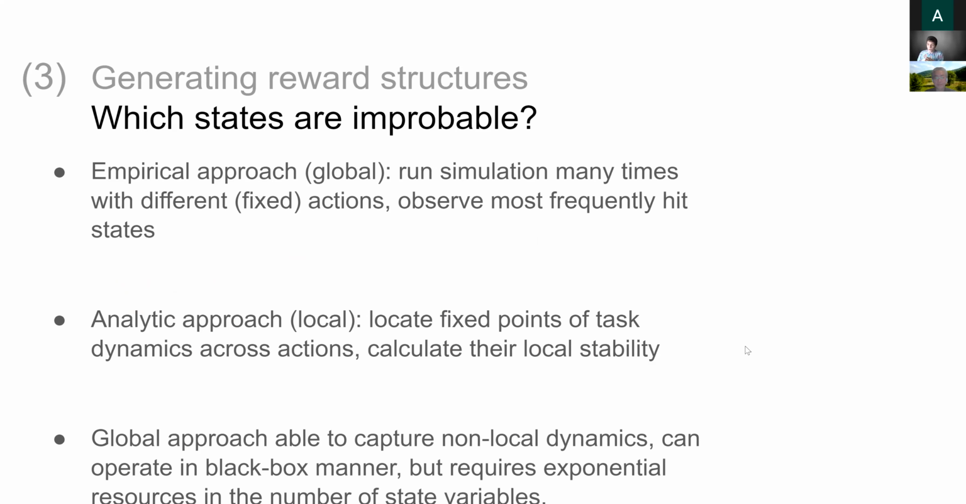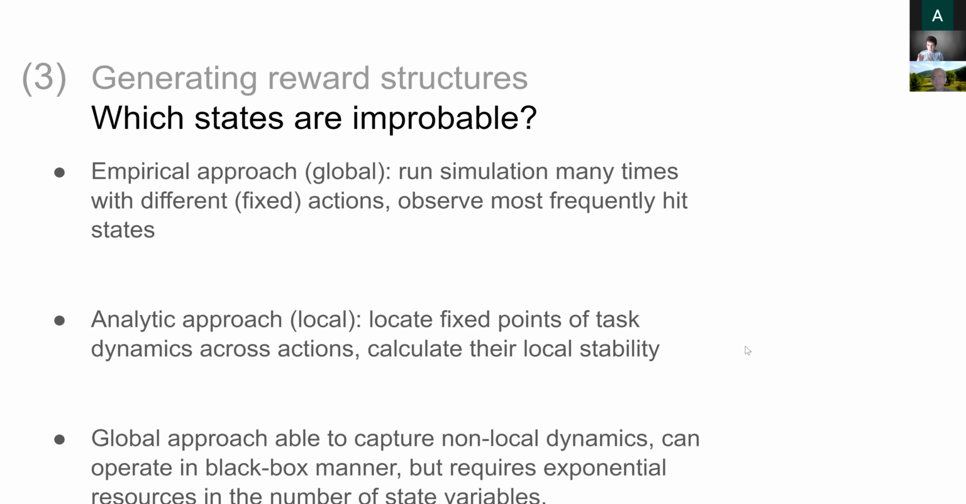I'm going to take two approaches. First, we have the empirical approach, which is a global approach. We run the simulation many times with different initial conditions and different fixed actions and observe the most frequently hit states to understand which states are probable. We also have a local approach, the analytic approach, where we locate the fixed points of the task dynamics across different actions, and then we use a dynamical systems analysis to calculate the fixed points' local stability.